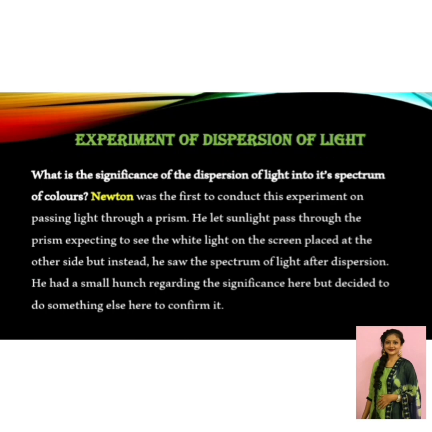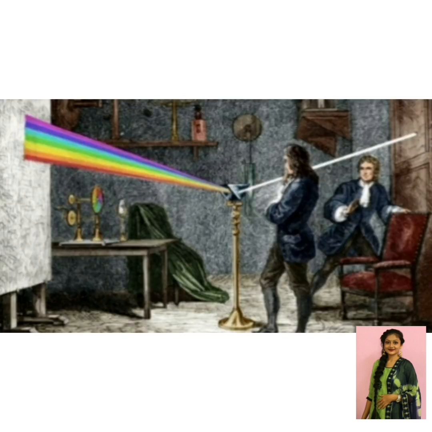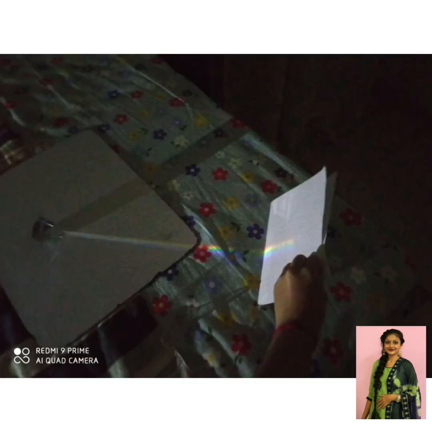Experiment of dispersion of light. What is the significance of dispersion of light into its spectrum of colors? Newton was the first to conduct an experiment on passing light through a prism. He let sunlight pass through a prism, expecting to see white light on the screen placed at the other side, but instead he saw the spectrum of light after dispersion.